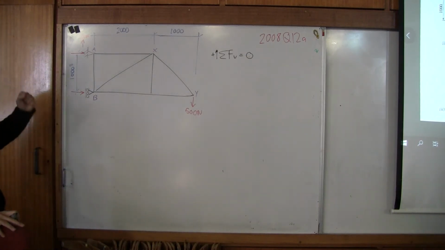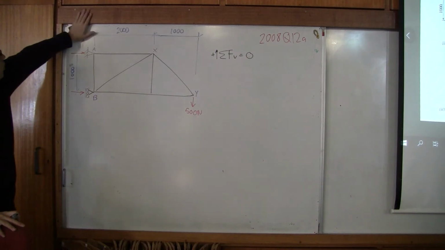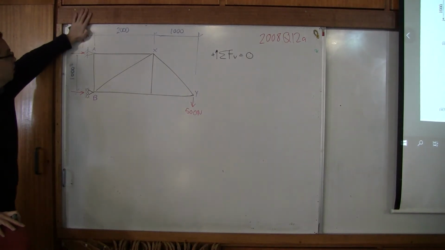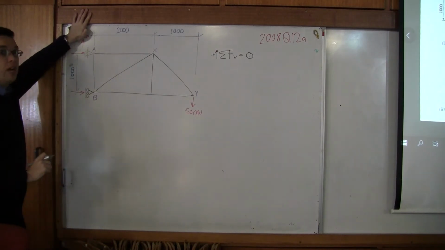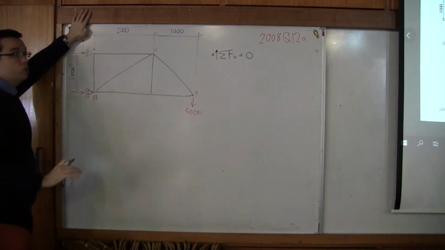Okay, so if we look at this diagram, before we know this value, there's only 1, 2, 3, 4 forces on the whole diagram. And that's if we break up reaction A into two parts.